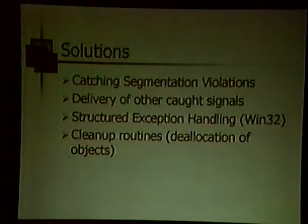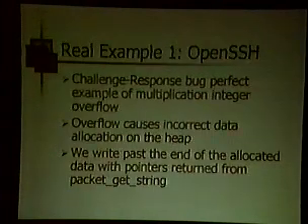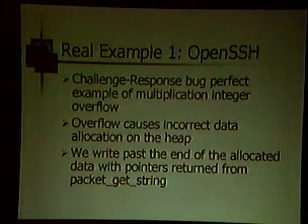So we're going to go through a couple of real-world examples. Briefly, OpenSSH. This is the challenge response bug we published earlier this year. This example has been analysed in BugTraq in detail now, but it's a perfect example of what we're talking about. If you look at the source code of the vulnerable part of SSH, it's pretty much exactly the same as the multiplication example I showed earlier.